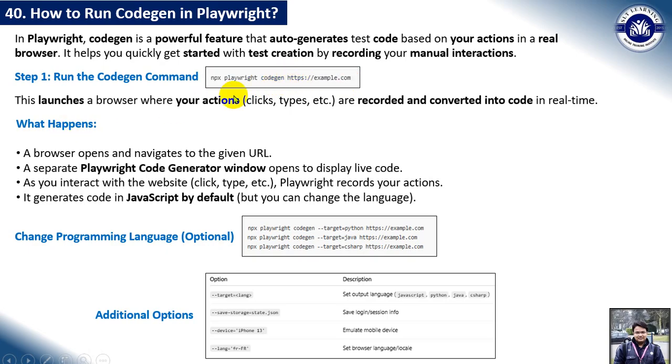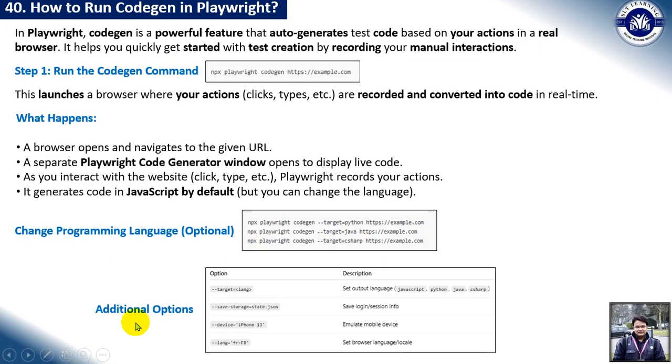Okay, so what will happen once you run this? A browser opens and navigates to the URL. A separate Playwright code generator window will open to display the live code. As you interact with the website, click, type or any action you perform, each and every action will be recorded and displayed in live code, and it will generate code in JavaScript by default, but you can change the language by using this command. You see, npx playwright codegen --target python. So I need code in Python. npx, I need code in Java. npx, I need code in C#. So this is how you can generate the code in different languages.